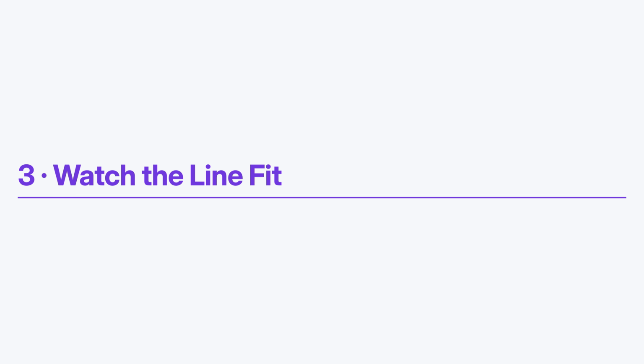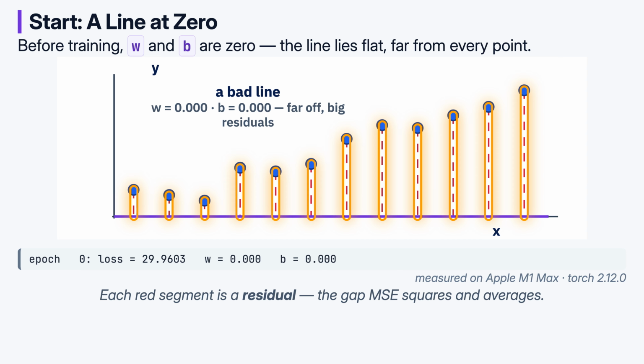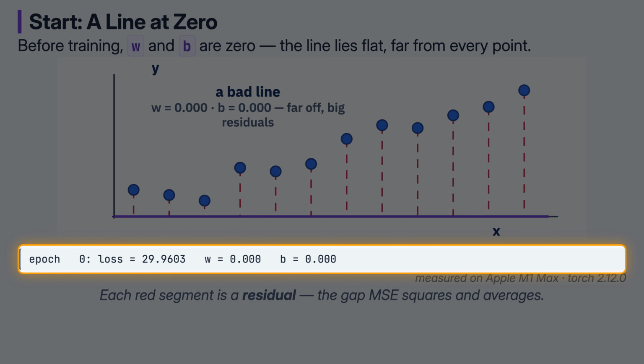Now run it and watch the line fit. Bad, then better, then done. Before training, w and b are both 0, so the line lies flat, far from every point. Each red segment is a residual, the gap from a point down to the line. Here they are huge. Mean squared error squares those gaps and averages them, so the loss is huge too, 29.96.